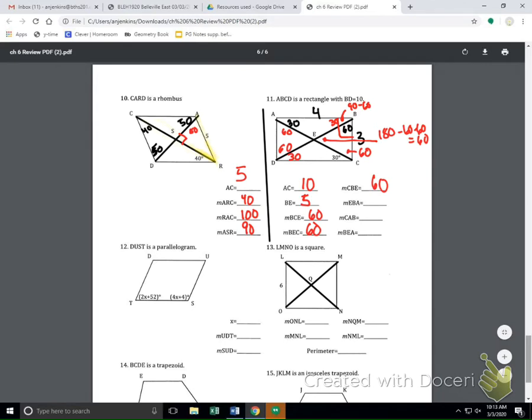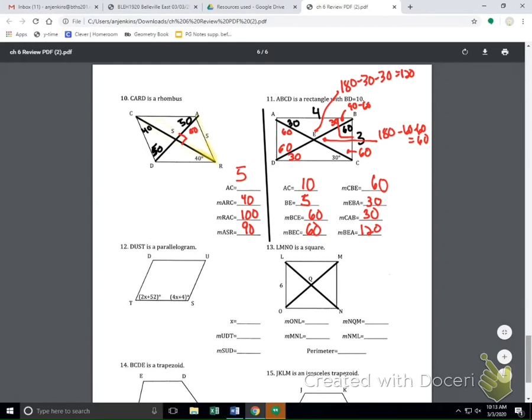EBA. That's 30. We have CAB. That's going to be 30. Make sure I'm not confusing any of these. And then we have BEA. BEA is this one right here. We have to do some math. 180 minus 30 minus 30, which is going to give me 120. Okay.